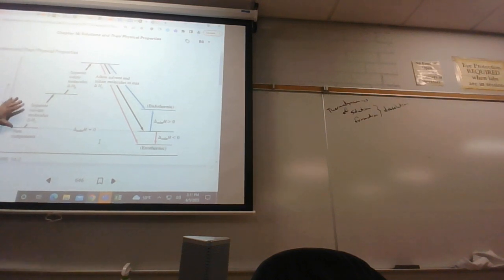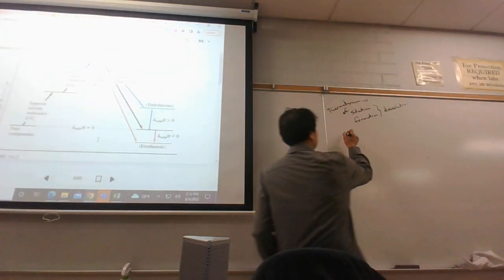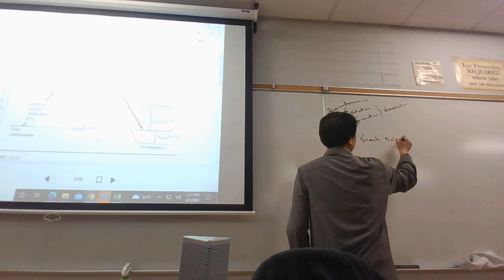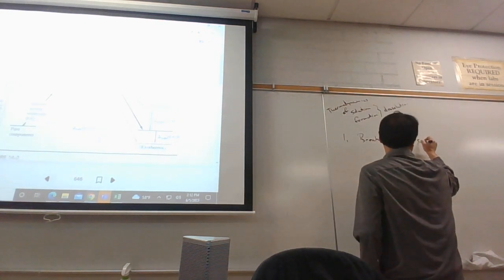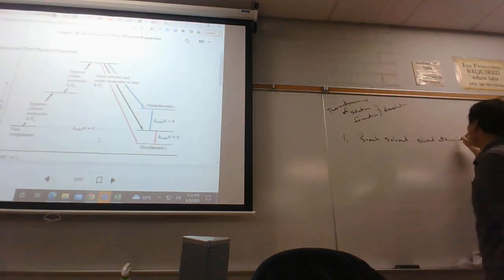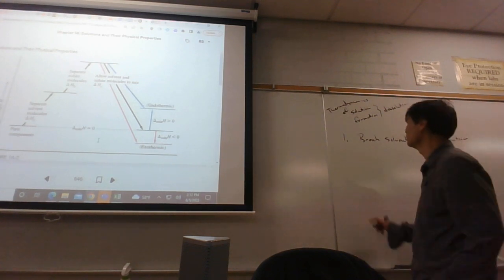Okay, starting off with the components that make up the solution, the first step here is separating out the solvent molecules. So step 1, we need to break apart the solvent. So break solvent, solvent attractions. In the case of water, we need to break the hydrogen bonding and London forces holding the water molecules together. The water molecules are sticky, and so we got to separate them to make room for the solute.